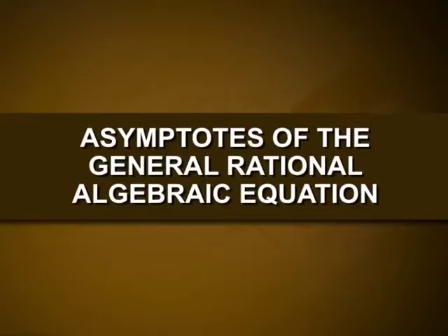Asymptotes of the general rational algebraic equation. To determine the asymptotes of the general rational algebraic equation of the form un plus un minus 1 plus un minus 2 plus etc. plus u2 plus u1 plus u0 is equal to 0, where ur is a homogeneous expression of degree r in x and y.